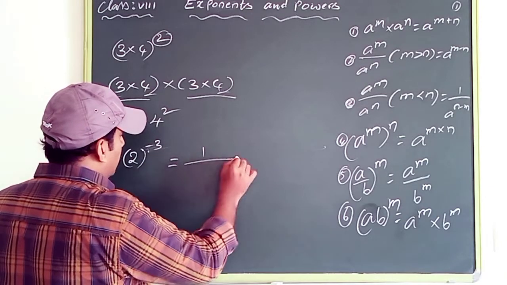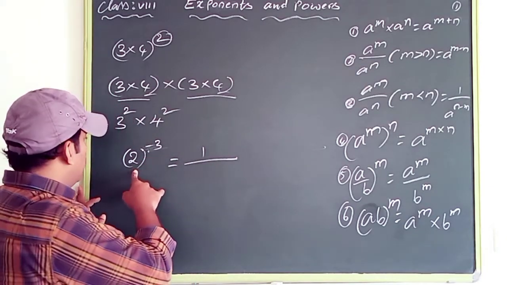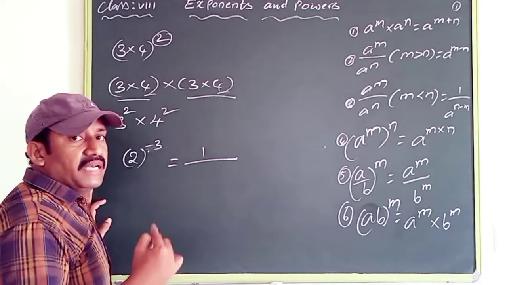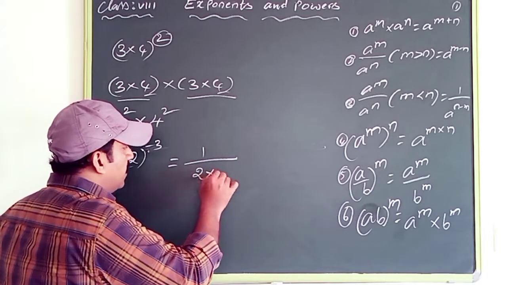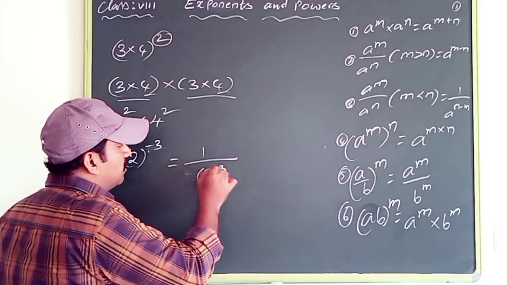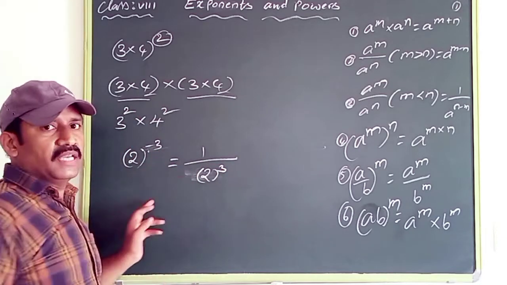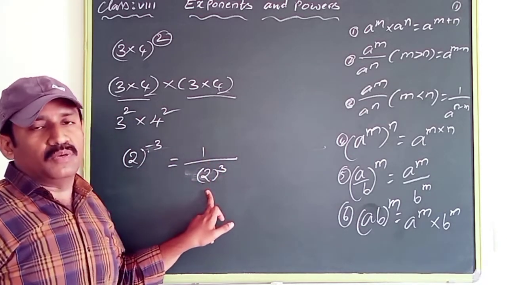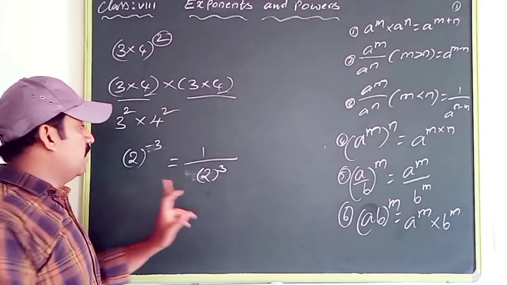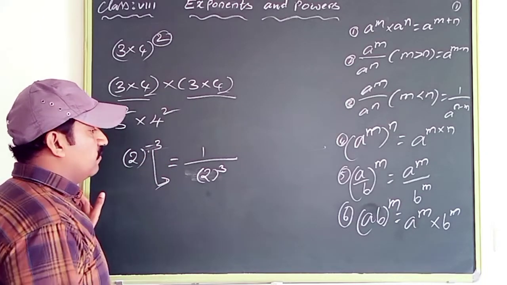1 divided by... just mind it is 1 divided by... when we have a negative power, then you can take 1 divided by 2 to the power of 3. 1 divided by 2 power minus 3 means we can write 1 divided by 2 to the power of 3. So this is a very important condition. When you see a power like this, you can convert it immediately.